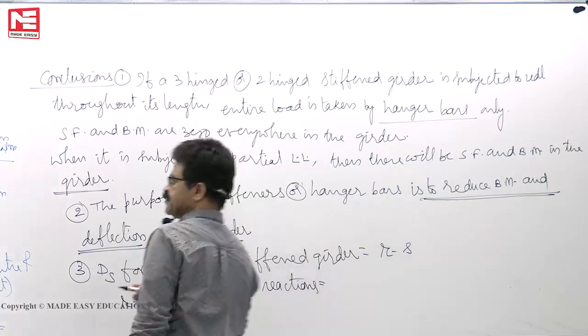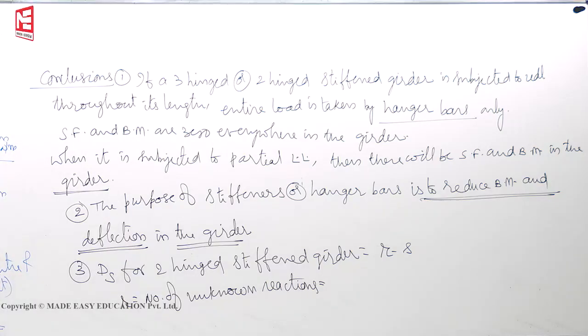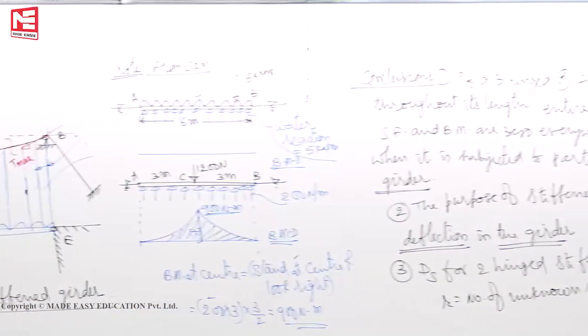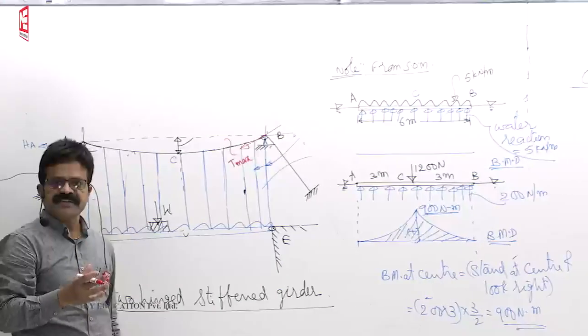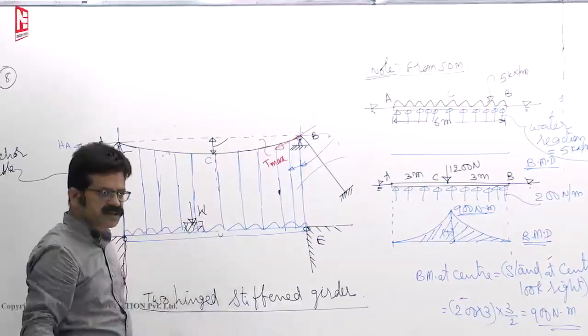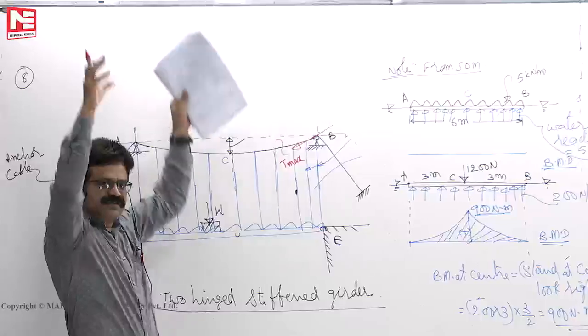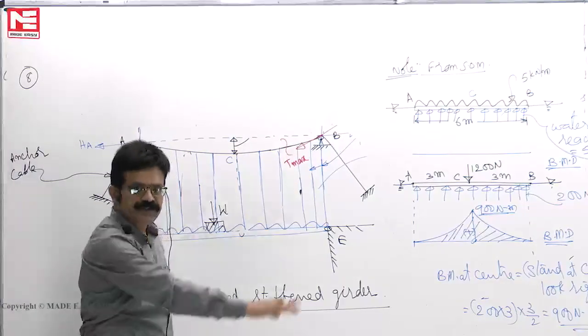How many unknown reactions are there here in the two-hinged girder? When you are dealing with the two-hinged girder, you will not worry about the cable. If you see London Bridge or something like that, on the two sides there are two towers. High towers will be there. Between the towers only you travel.